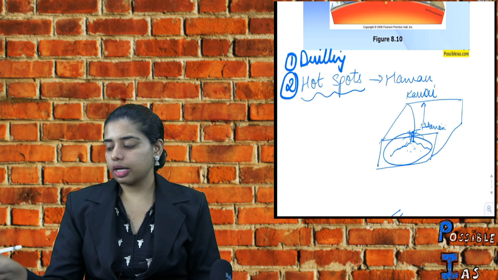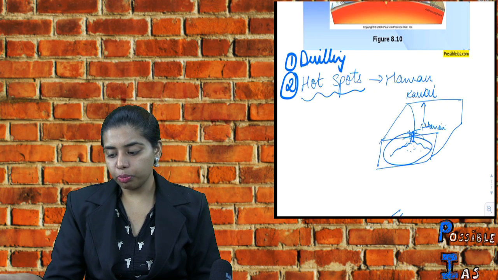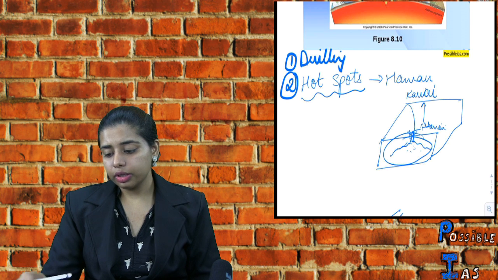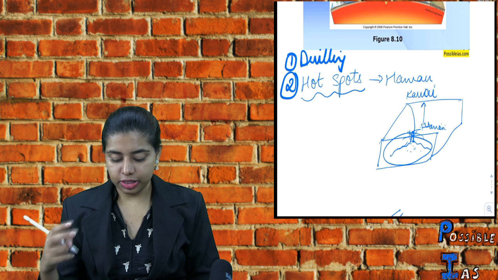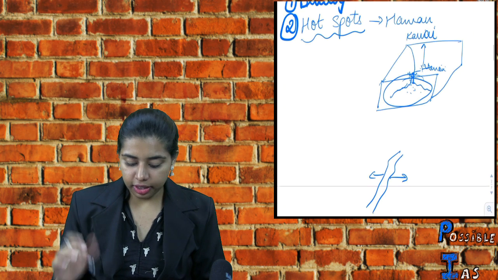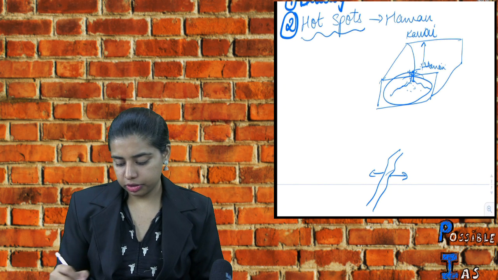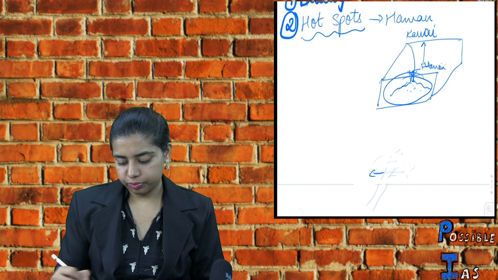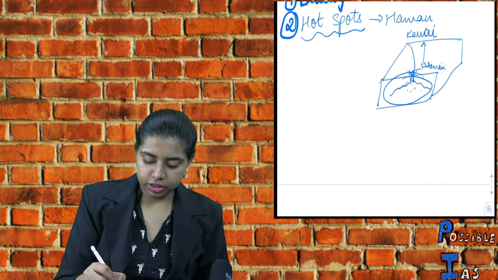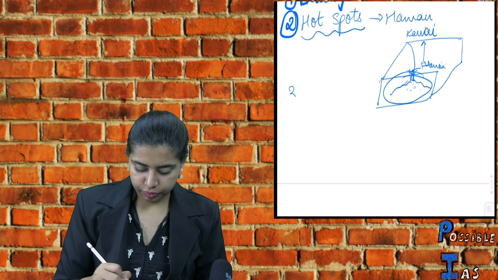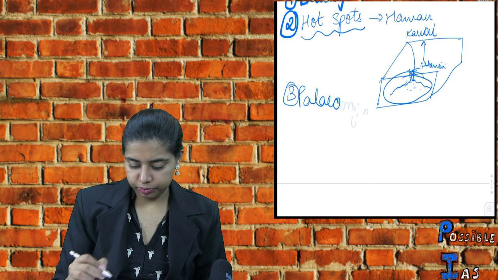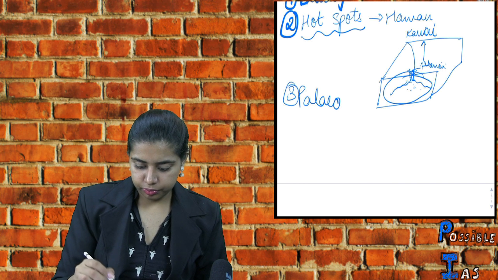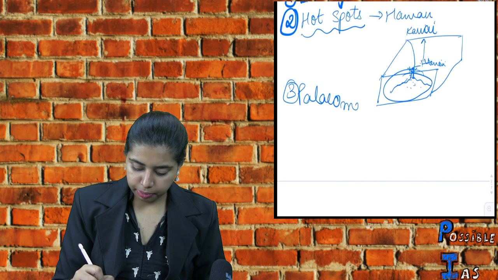So this again was the evidence of sea floor movement, sea floor spreading, or the motion of the plates. So this was the second evidence. Now the third evidence is really, really important, and it is the evidence of paleomagnetism.